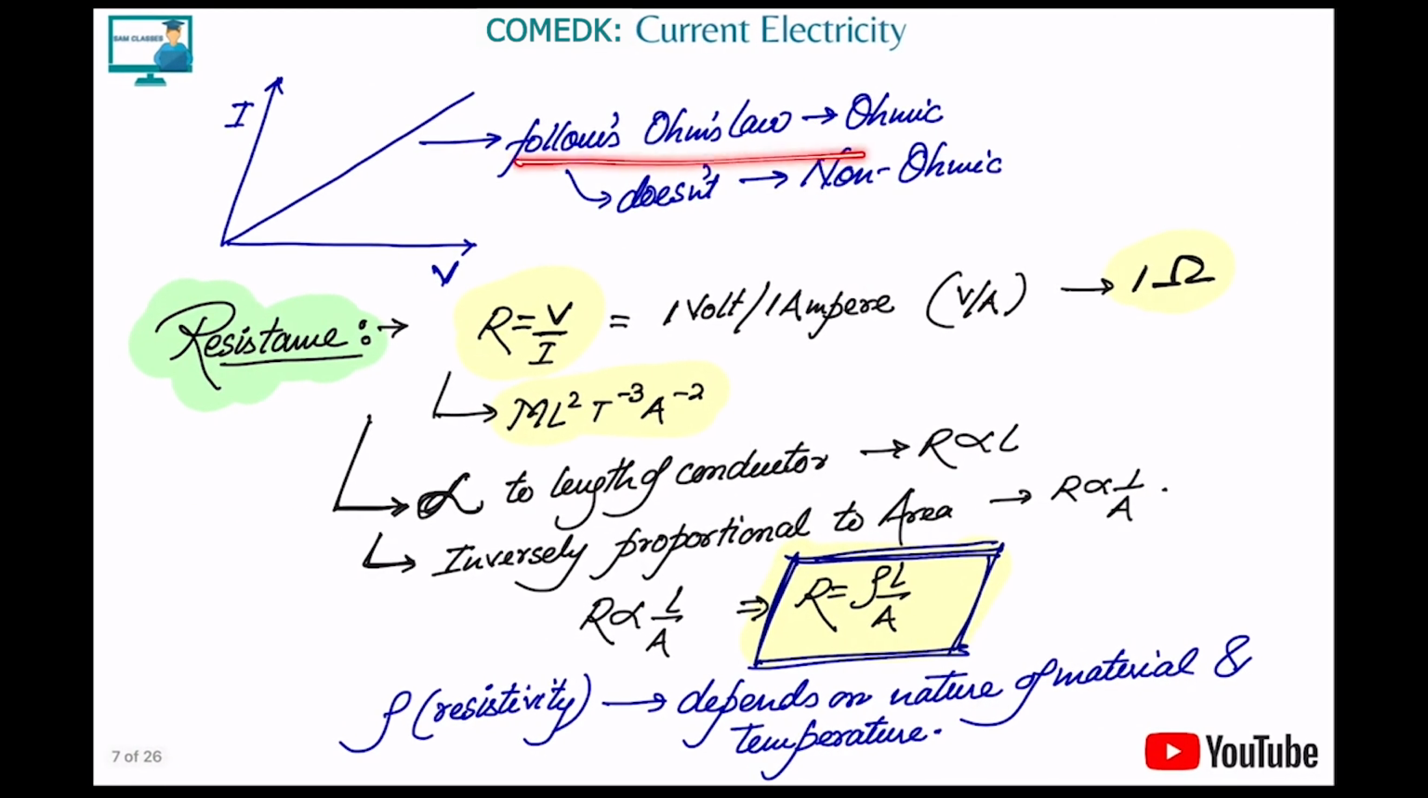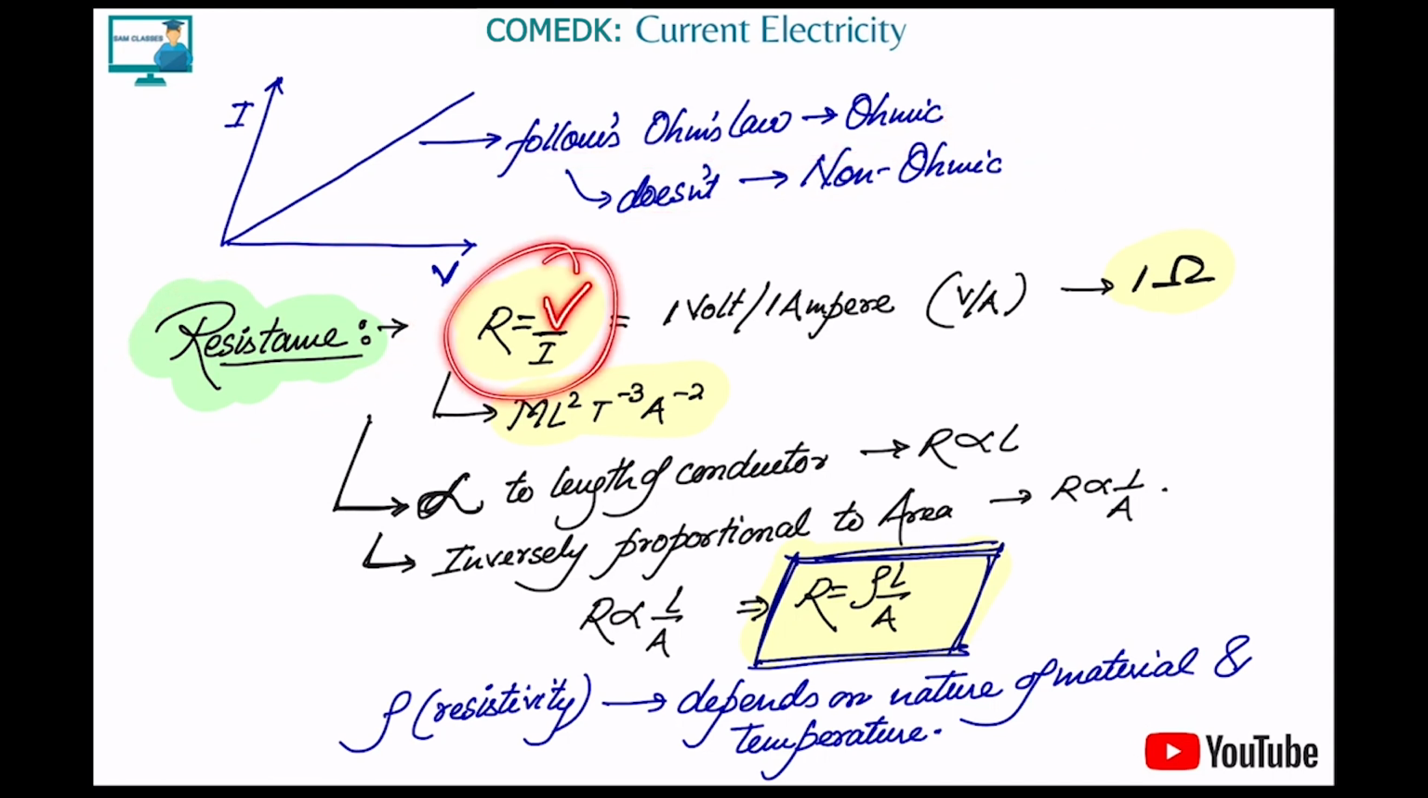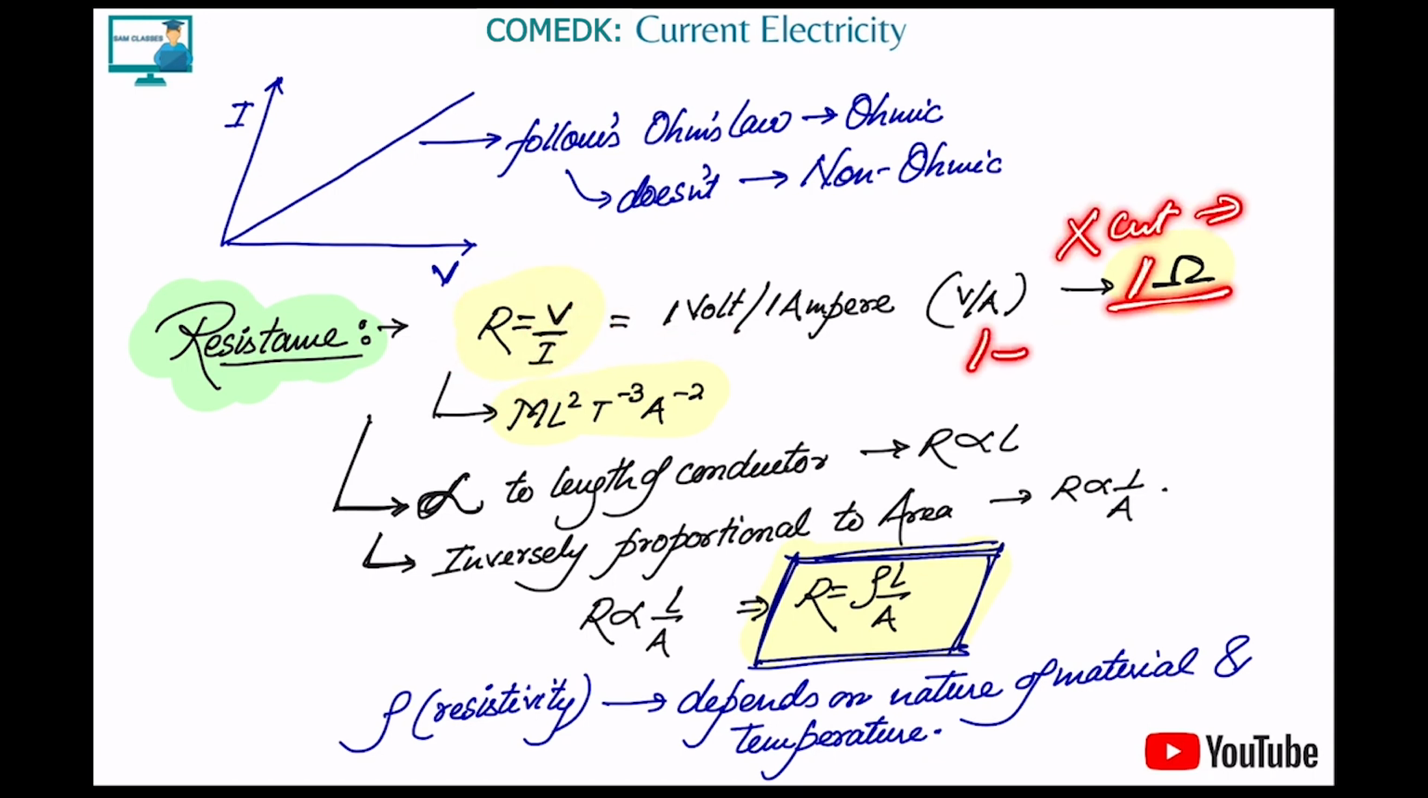If anything follows Ohm's law, it is called an ohmic conductor. If not, we can say it is a non-ohmic material. Now next is resistance. Resistance is equal to voltage by current, V by I. What is the unit? 1 ohm. 1 ohm is 1 volt by 1 ampere.